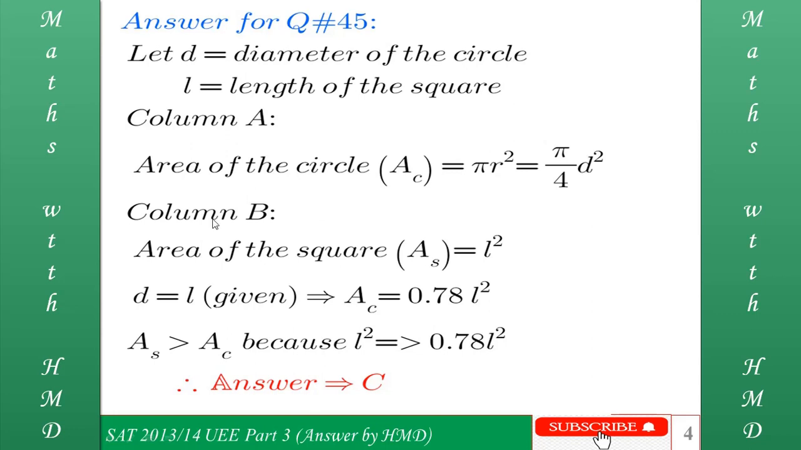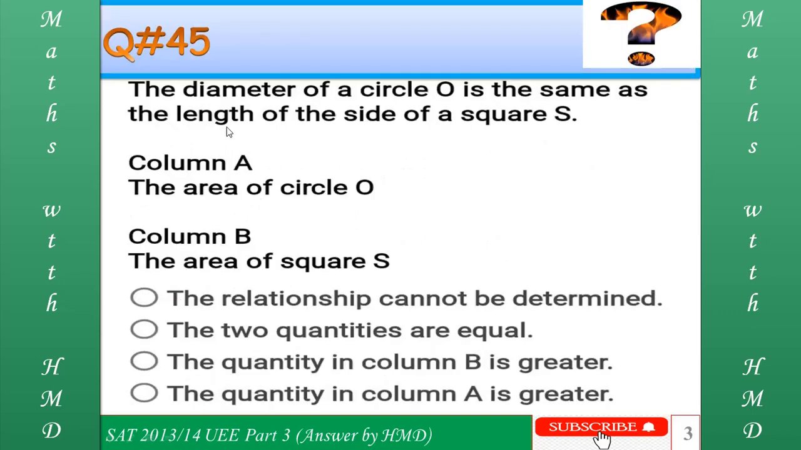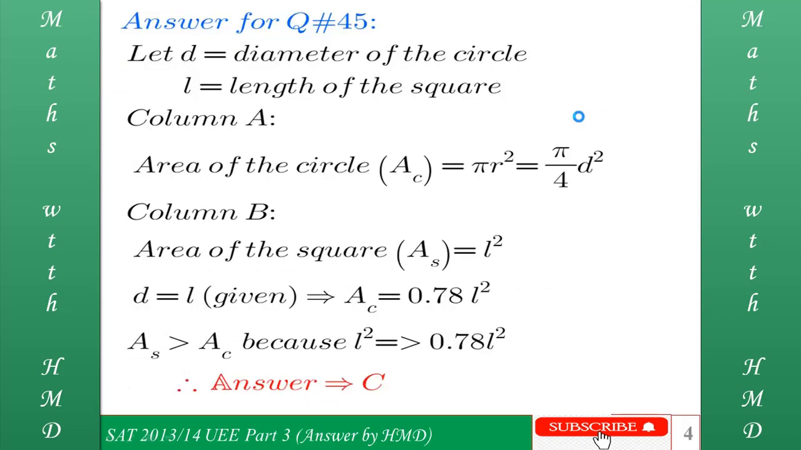In column B, we are given the area of the square, right? The area of the square, A_S, is equal to length squared, because all four sides are equal since it is a square, so it is L squared. So here D is equal to L, which is given. Could you please examine this one? The diameter of a circle O is the same as the length of the side of the square S, so D is equal to L.